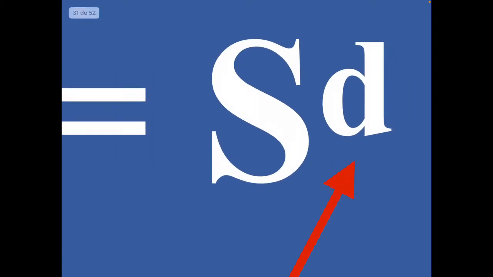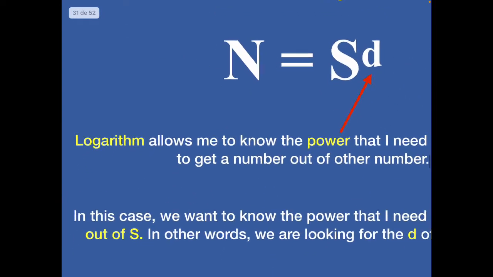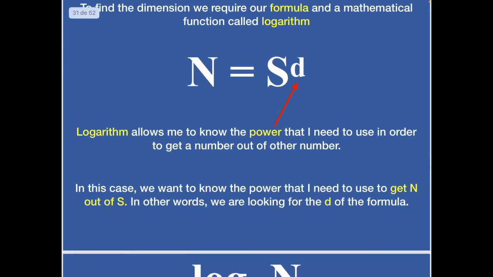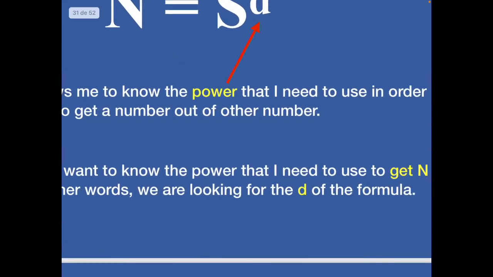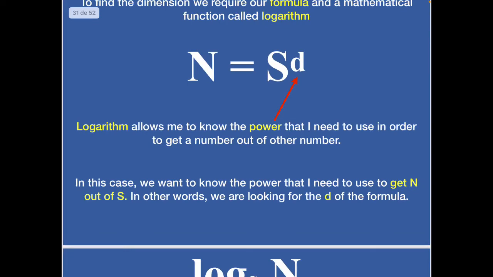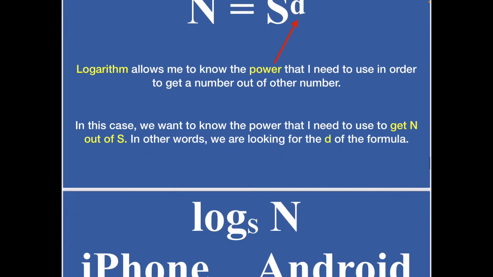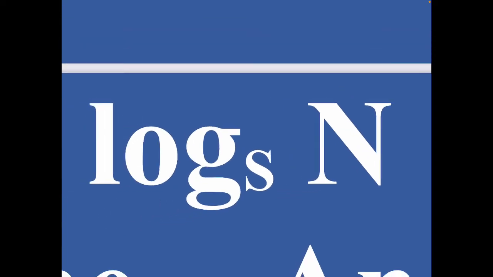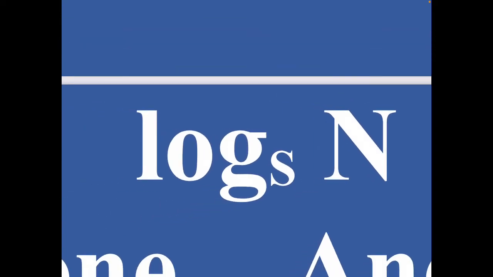I want to know d. To which number do I need to raise s in order to make it as big or as small as n? So in this case, we want to know the power that I need to use to get n out of s. In other words, we are looking for the d of the formula. So how do I solve it? Well, this is the way to write the logarithm in the usual mathematical notation. Logarithm of base s, because this is the number that I want to raise to get another number, and n is that other number that I want to get. So logarithm base s of n.